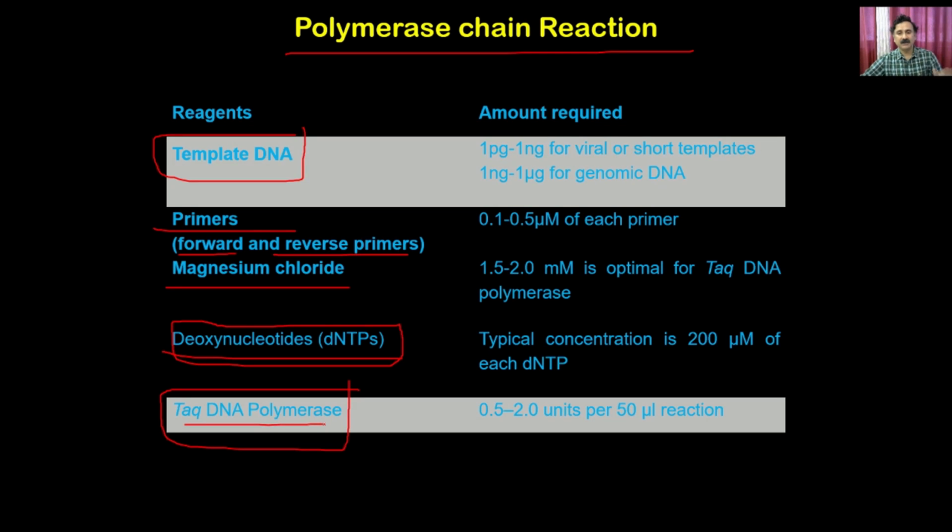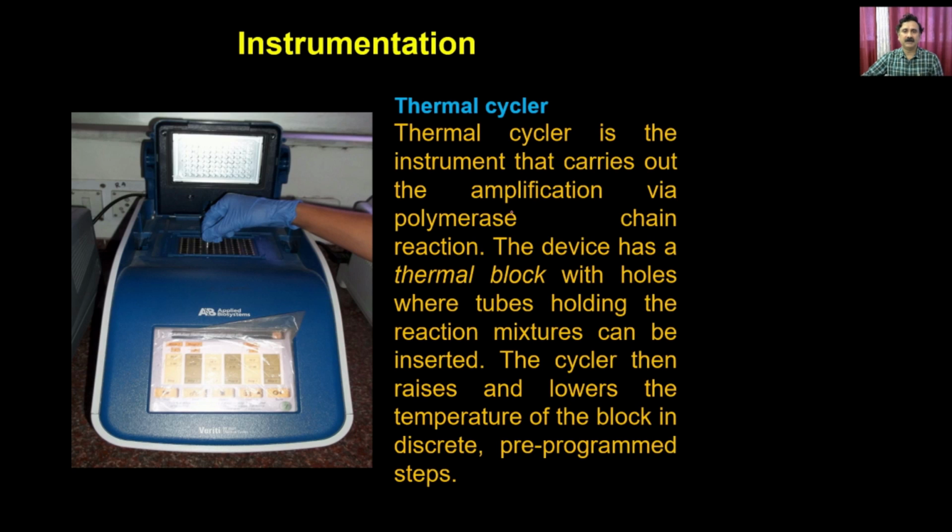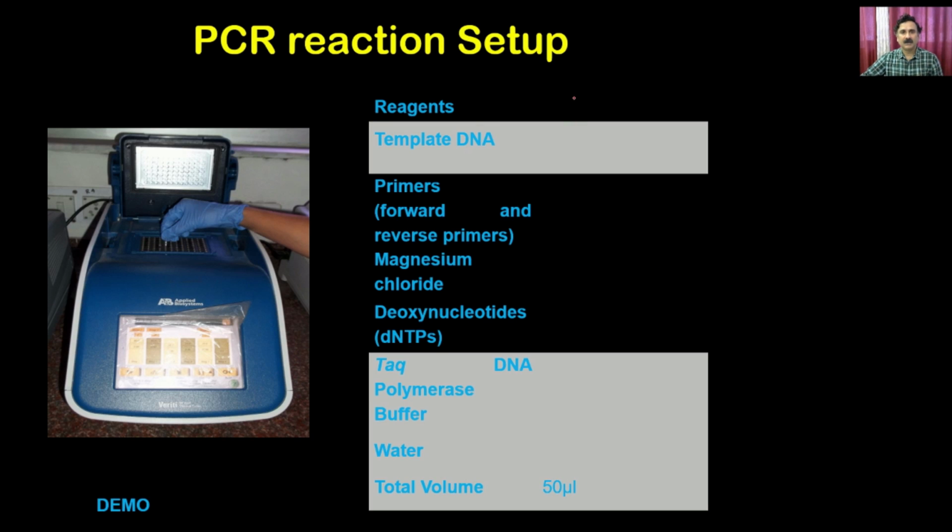Once you have all these reactions set up, you can put them into the machine, which is called the thermal cycler. So this is the machine. What you have is a thermal cycler where you have a heating block, and then you have the place where you can place the reactions. For the PCR reaction setup, you have to have all these components on ice, and that's how you can set up the reactions.